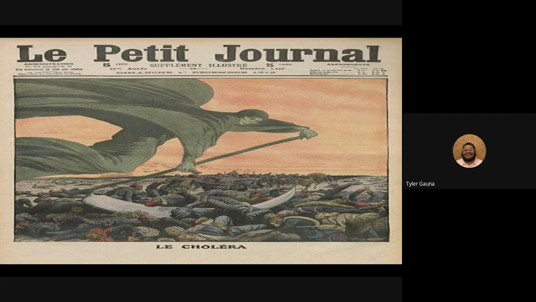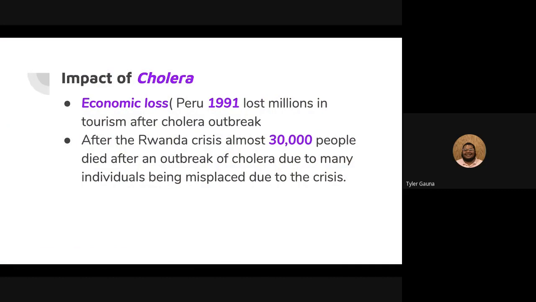And this is just a political cartoon to show the effects of cholera. So in 1991, Peru lost millions in tourism after a cholera outbreak, because if you can't drink the water, why would you want to go there? Okay. The Rwandan crisis. If you do not know what the Rwandan crisis is, I believe that you should look that up. That is a very important piece of not only African history, but world history. It was a very tragic event. You should look it up, and you will see that almost 30,000 people died after the outbreak of cholera.